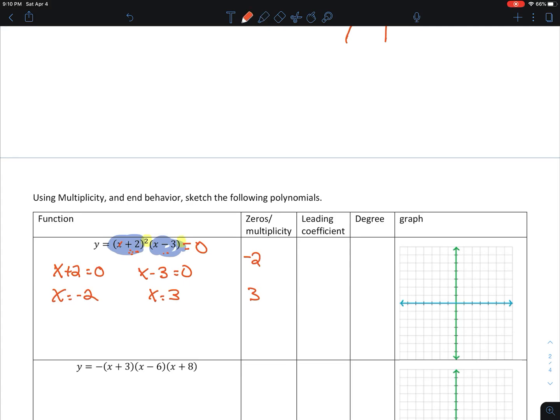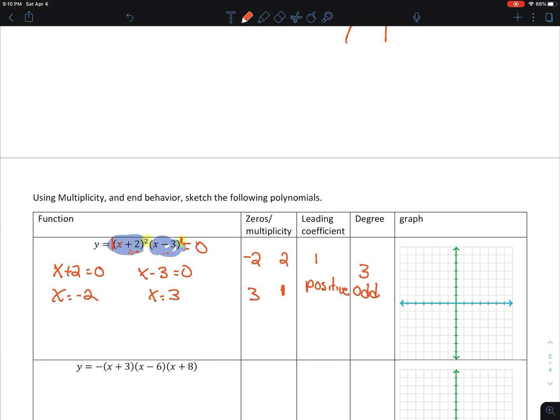So the multiplicity of -2 is 2. The multiplicity of the 3, there's an understood 1 there, is 1. So what is the degree of this polynomial? 2 plus 1 is 3. It's odd. What is my leading coefficient? My leading coefficient is the number here, so it's 1 and it's positive.